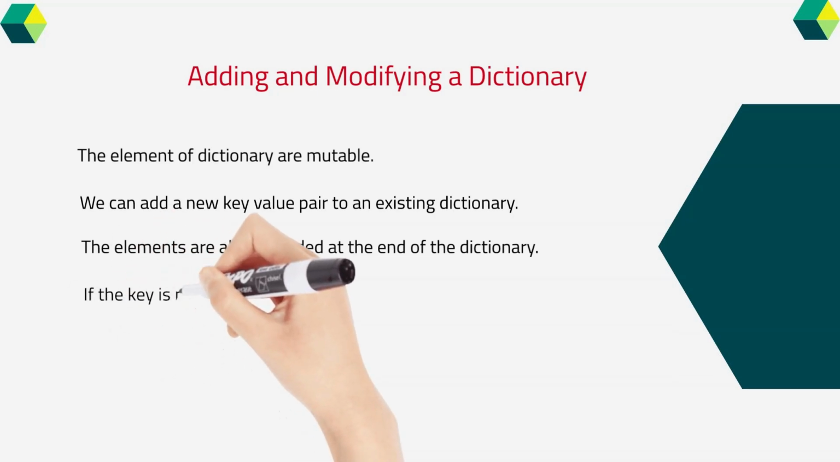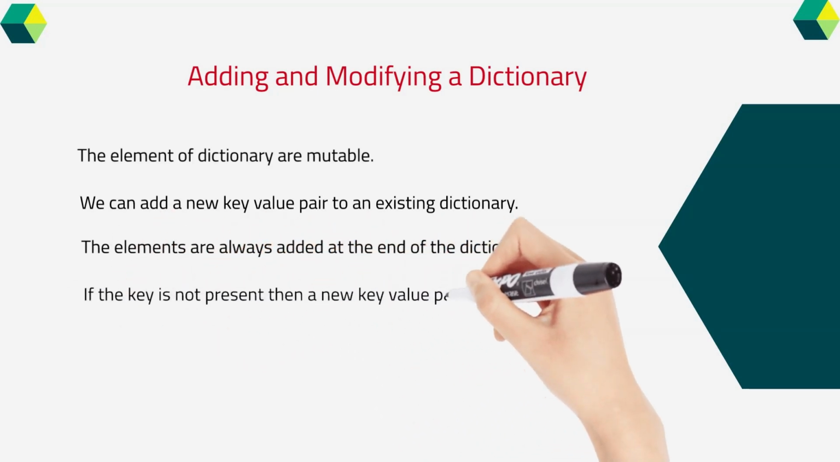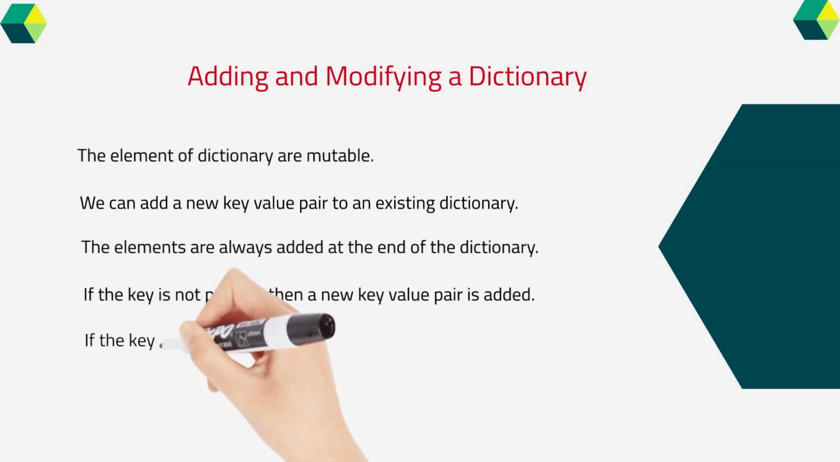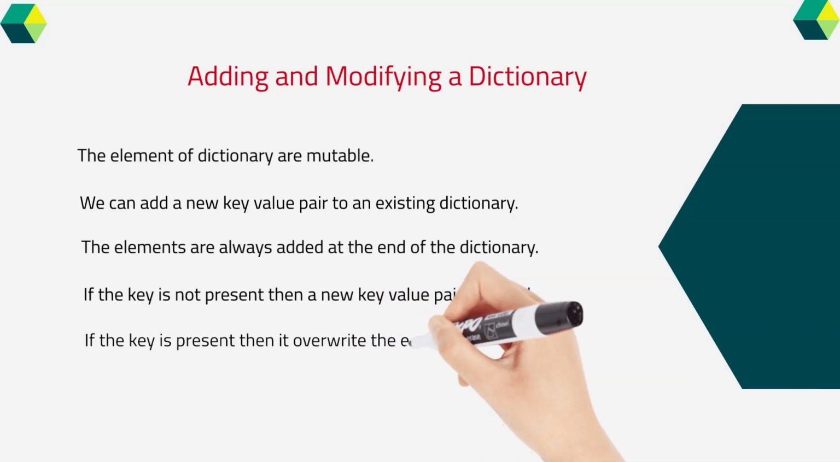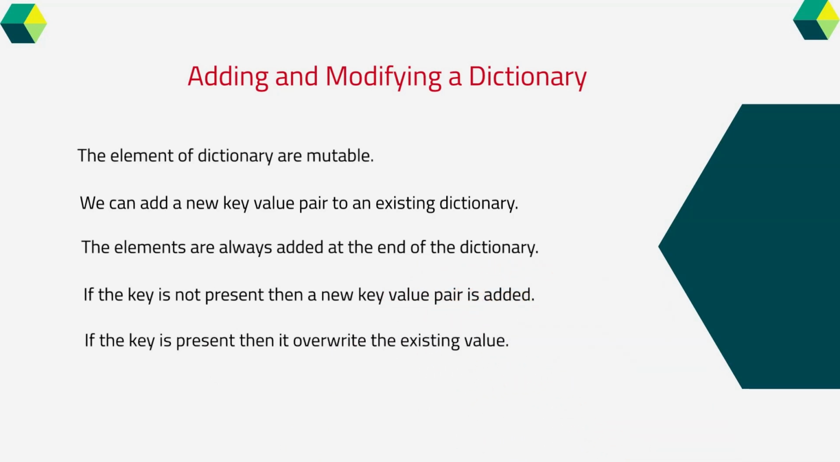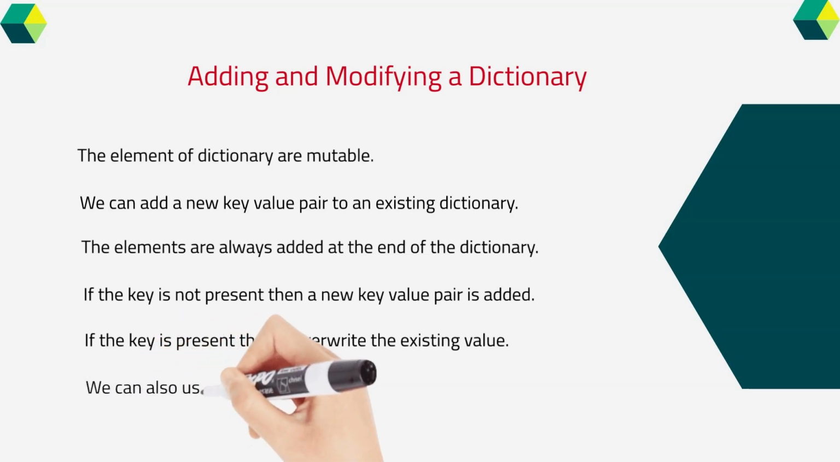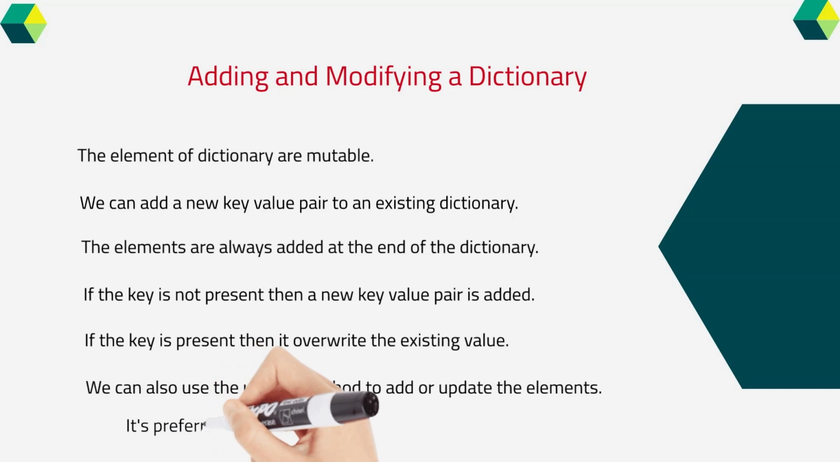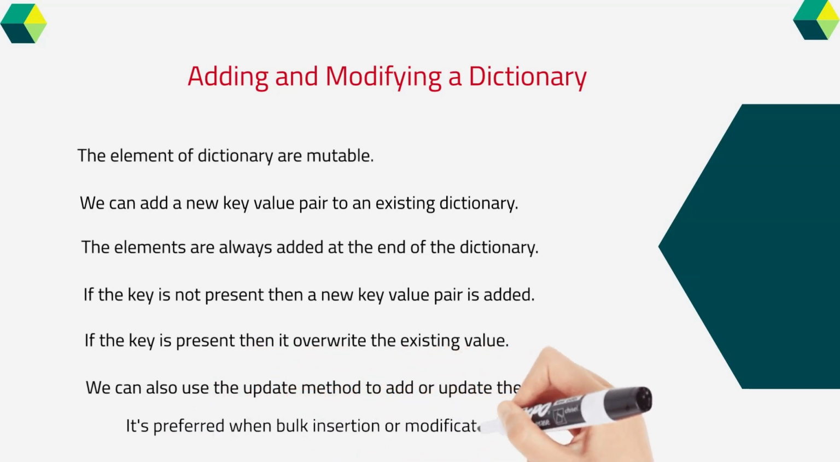If the key being added is new and is not present in the dictionary, then a new key-value pair is added. If the key being added is already present in the dictionary, then it overwrites the existing value of the key if it's different. The update method can also be used to add or update the elements in a dictionary. The update method is usually preferred when bulk insertion or modification of elements is required in the dictionary.